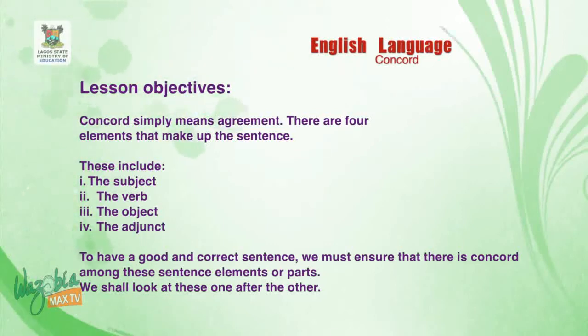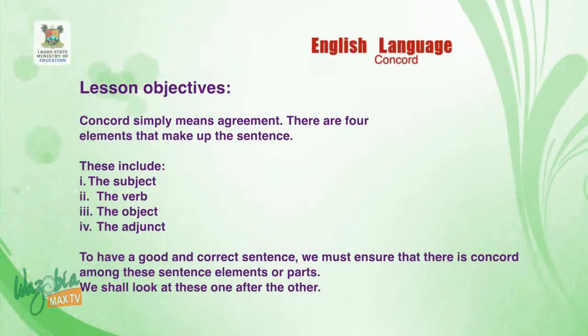What do you mean by Concord? Concord simply means agreement. Agreement between what and what? Agreement among what and what? Agreement between and among the various elements that make up the sentence structure.